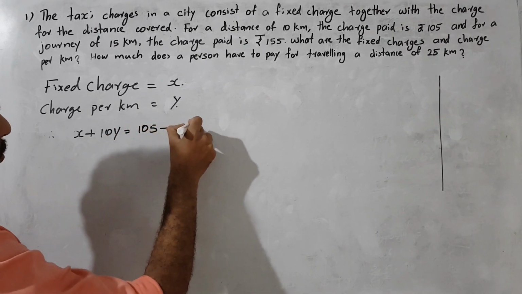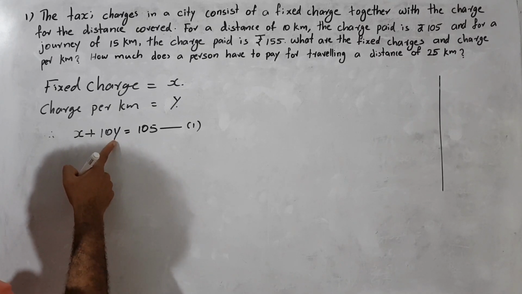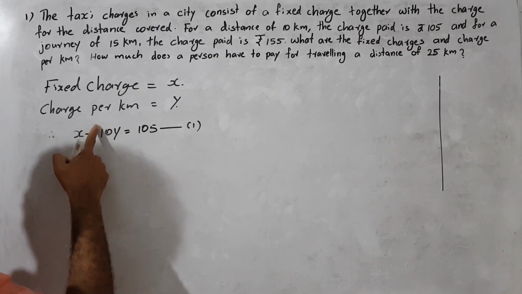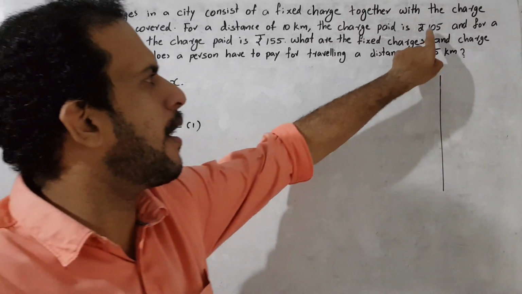That is equation 1. That is fixed charge plus the charge for covering 10 kilometers, that is 10y, is equal to 105. That is the total amount.